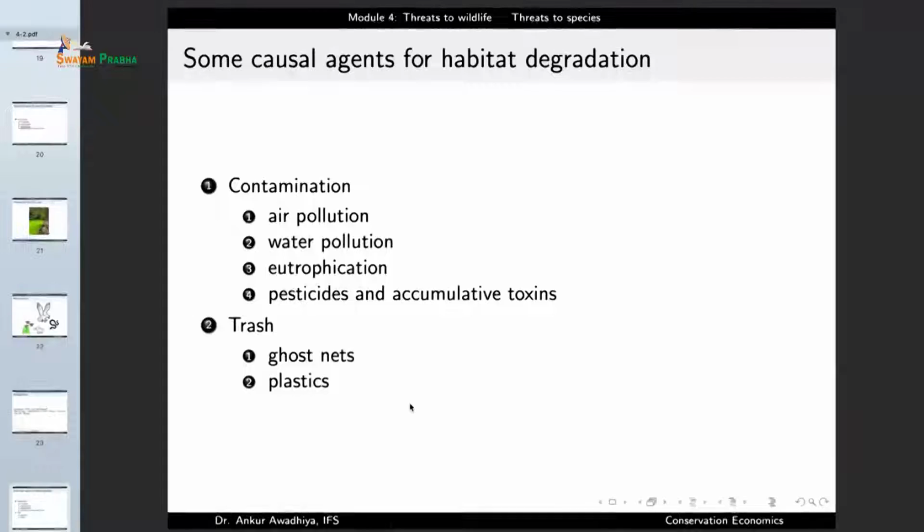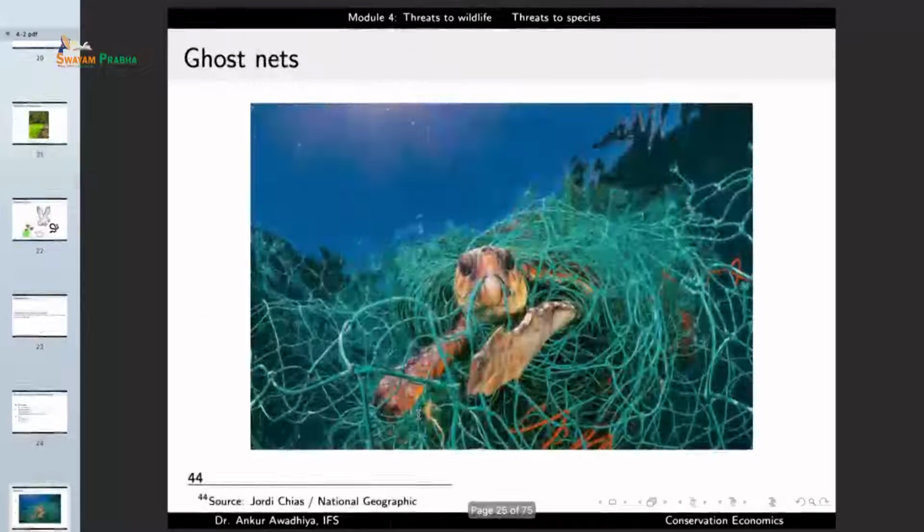Other causal agents of habitat degradation are trash. So trash includes things like ghost nets. Now, a ghost net is a net that was earlier used for fishing, but then probably because of a storm, it just drifted out into the sea, or probably it had completed its utility and so it was dumped into the sea. And you have a number of animals that get trapped in these nets. So these ghost nets keep on reducing animal numbers by trapping these animals and killing these animals.